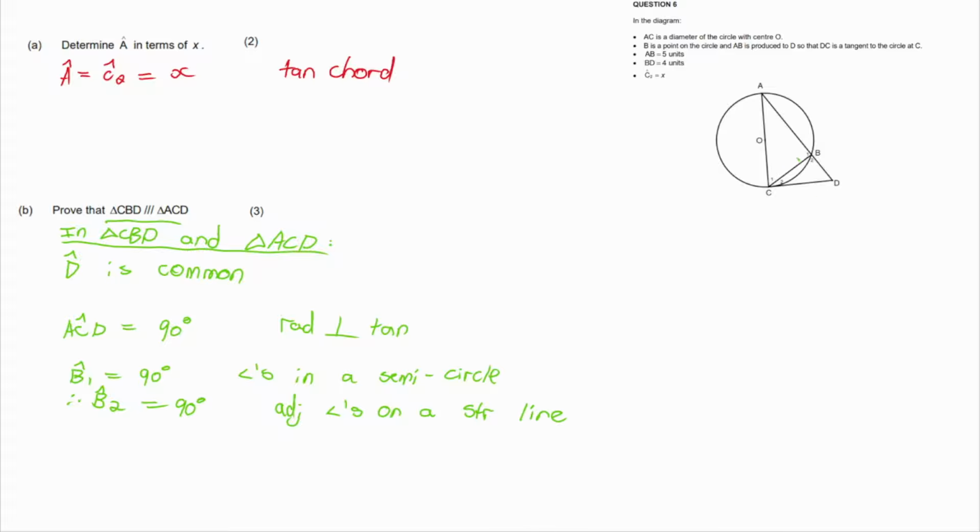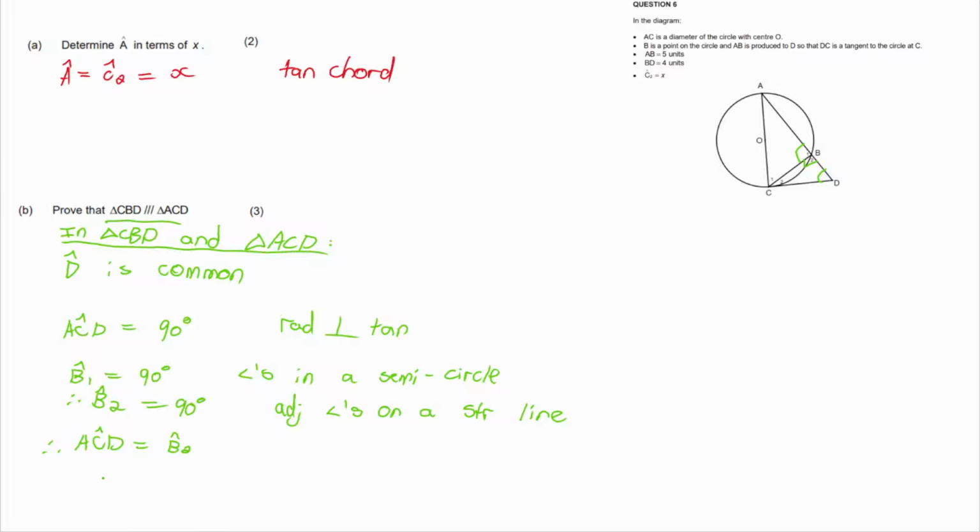Let me just clarify that. This is 90 because this is a diameter, so then this must be 90. From that we have that therefore angle ACD is equal to angle B2. So we have D is common, this angle is equal to that, and we even knew that C2 is equal to A. We did that here. But what we also know is we can say it over here. We don't have to say this.